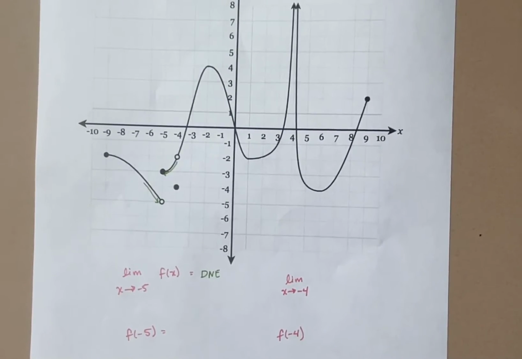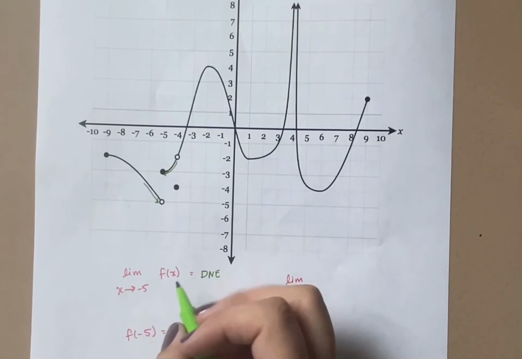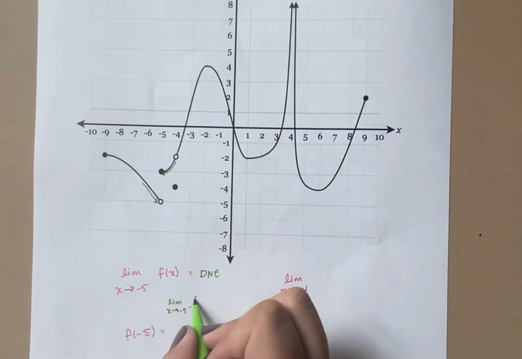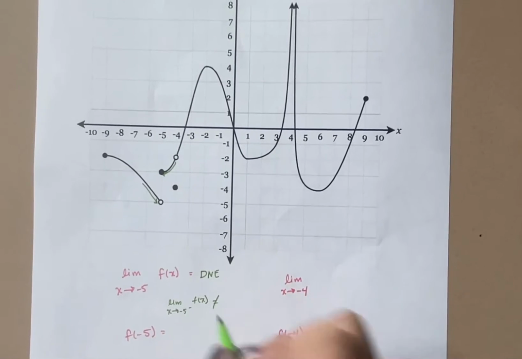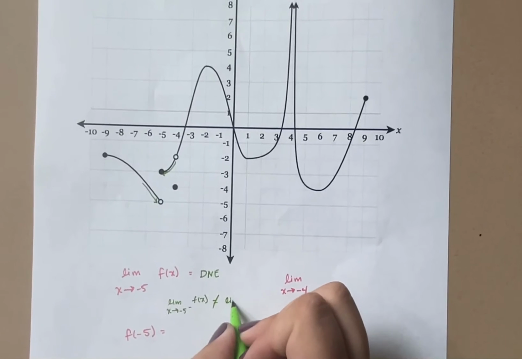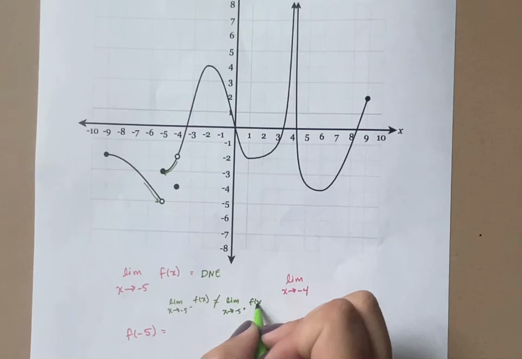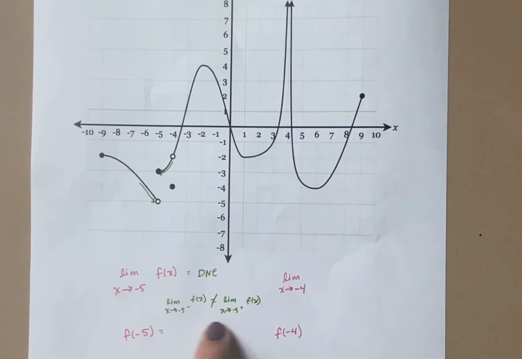If you were asked to justify or explain why that's the case, you could simply say the limit as x approaches -5 from the left of f of x does not equal the limit as x approaches -5 from the right of f of x. You can write it exactly like this or explain that same information in a sentence.